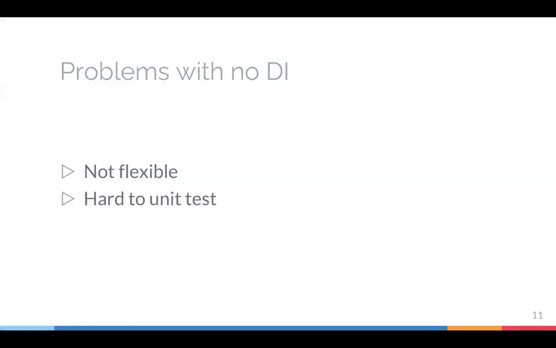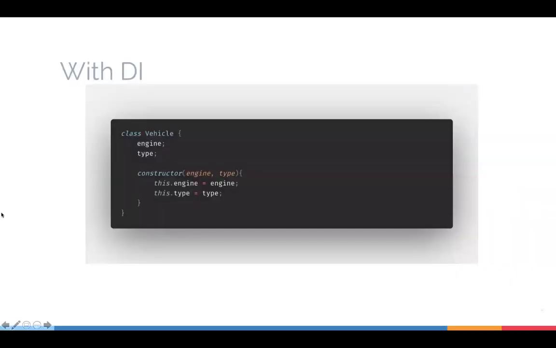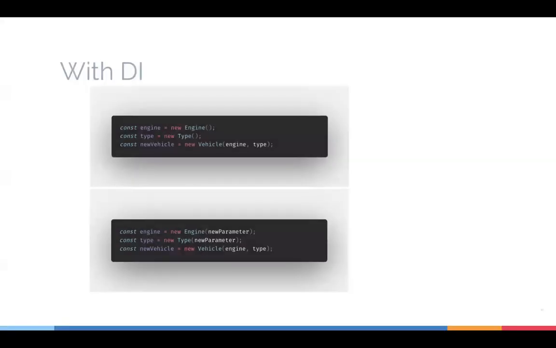So with DI, how we can implement is, instead of newing up the engine and the tire class in our Vehicle constructor, we can pass them in our constructor as parameters. So every time we use the new Vehicle, even with new parameters provided, the Vehicle class will not break. The code still works as usual.